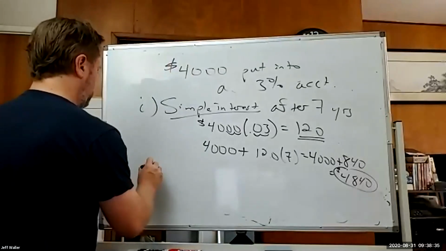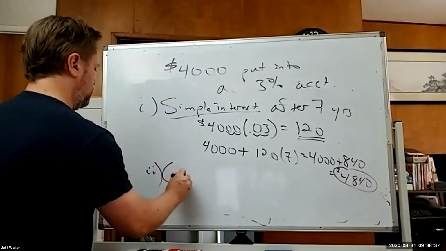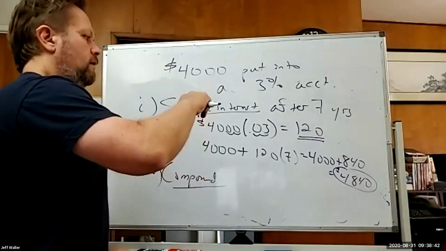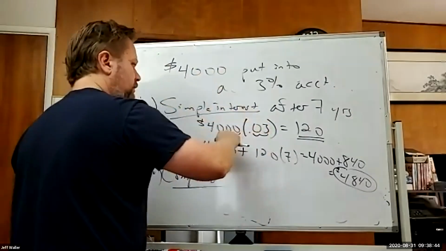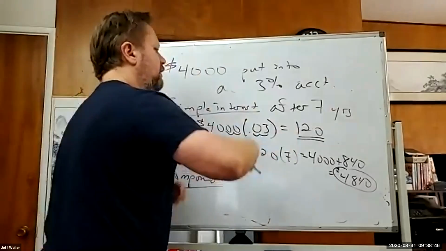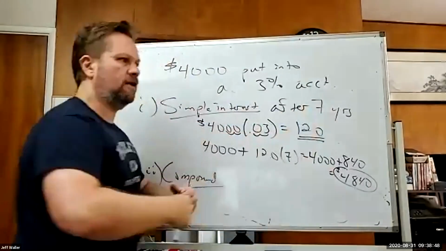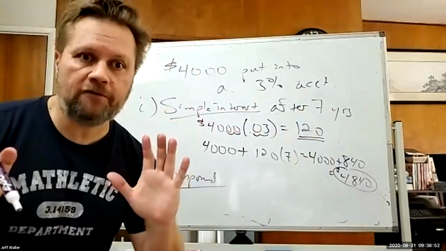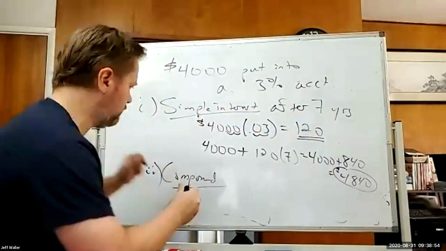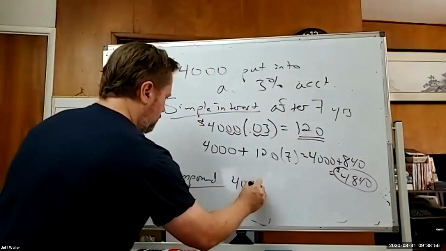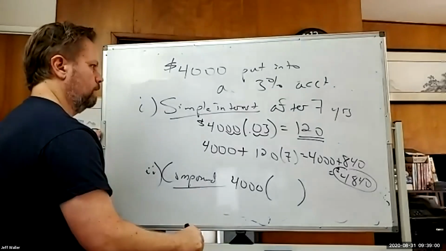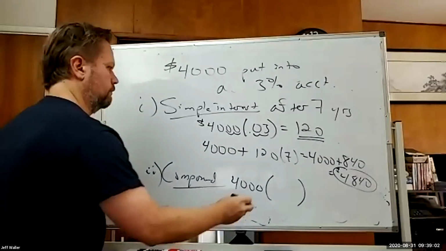So what if I did it compound interest? This is the one that does the 3%, but then it does 3% of the higher amount the next year, and then it is 3% of the higher amount the next year. So we know the shortcut for this, don't we? Do we know the shortcut for this? I would do 4,000 times what to the what? Times 3 to the 7th power.